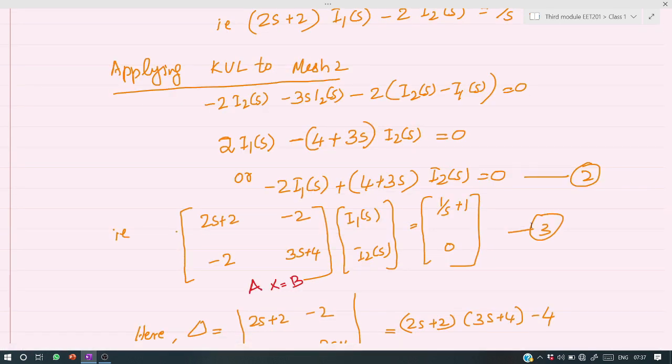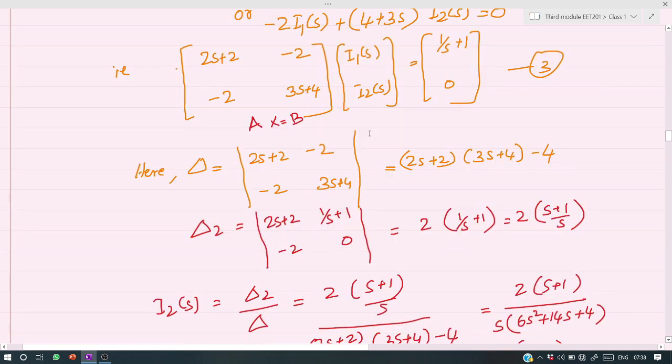Now, equations 1 and 2 can be expressed in matrix form like this. This matrix is in the form Ax is equal to B. This A matrix is the impedance matrix, and it contains the coefficients of I1 of S and I2 of S. And this matrix is the B matrix, which is the source matrix, that is, the elements of this matrix are the voltage sources in each mesh. In mesh 1, the total voltage source is coming as 1 by S plus 1, and in mesh 2 there is no voltage source. Now using Cramer's rule we can solve this equation.